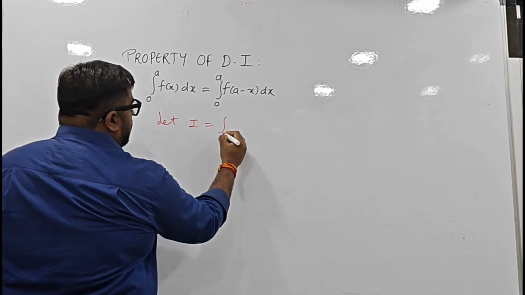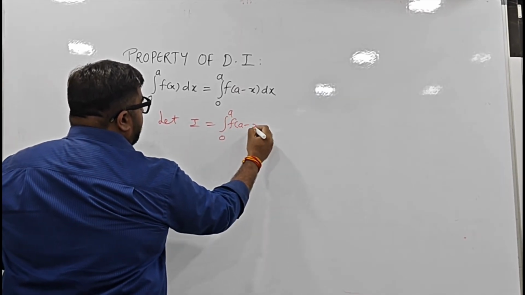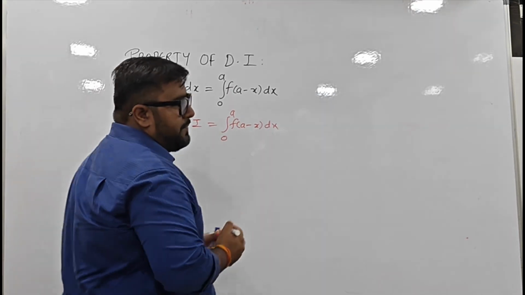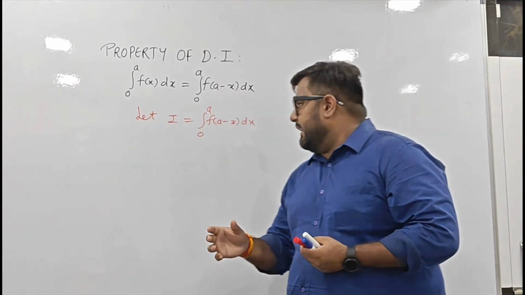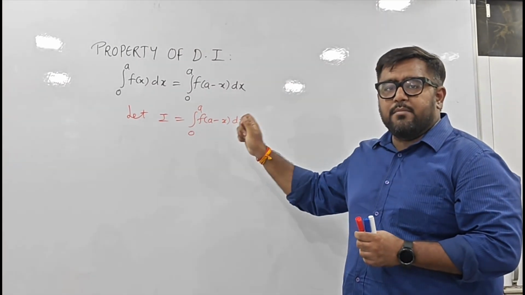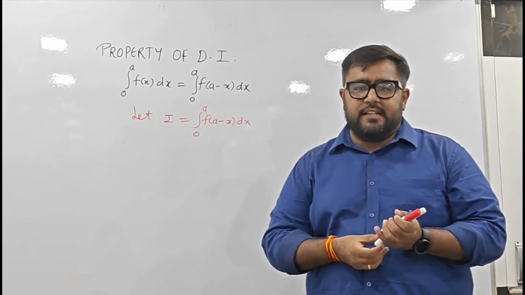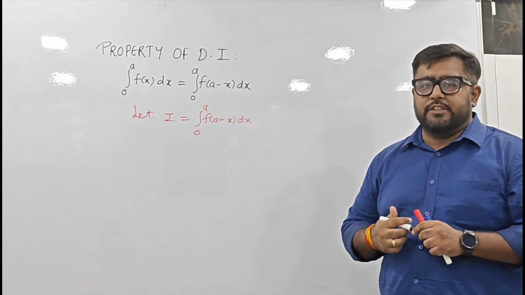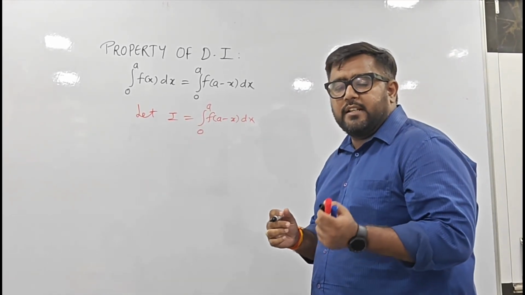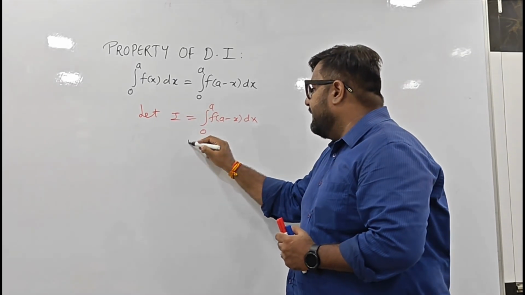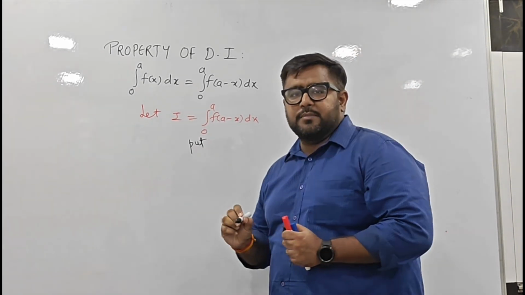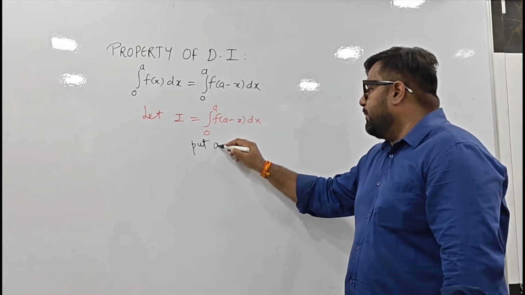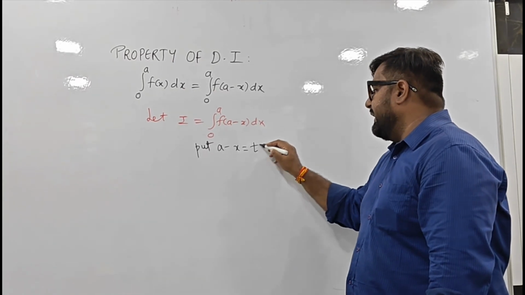Let I equal to integral 0 to a f(a minus x) dx. Now as you can see here, this f(a minus x) is not a standard function. It is a composite function. So we know that to solve a composite function we need to use the substitution method. So here I will be putting a minus x as t.